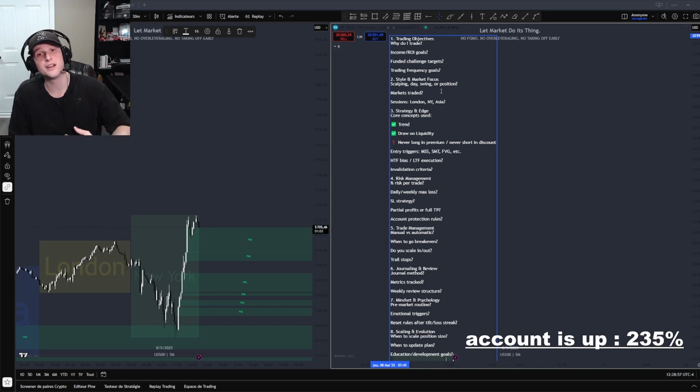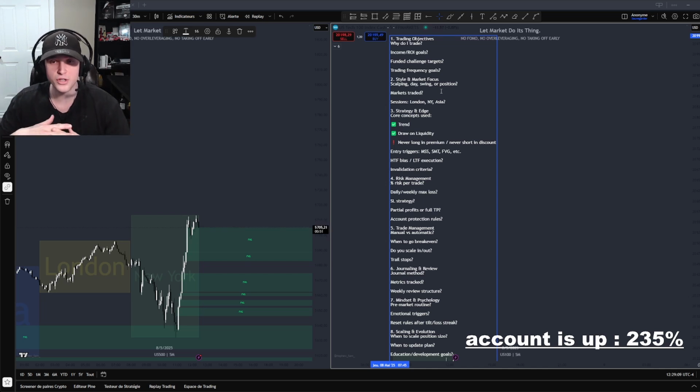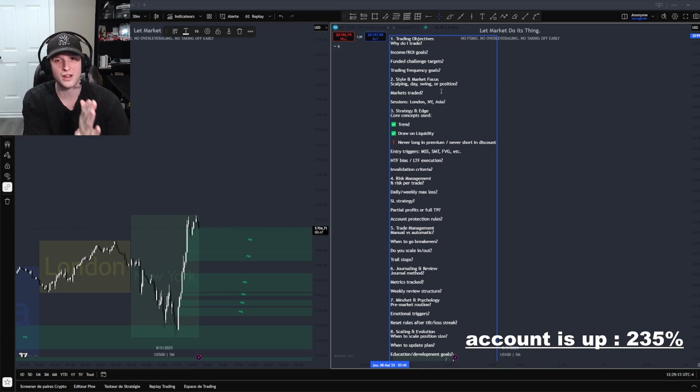If you're a swing trader, your high time frame is the weekly, your lower time frame is the daily and the 4 hour. If you're a scalper, your high time frame is the 15-minute, your lower time frame is the 1 minute, the 15 seconds. You guys understand how this works now? What is your invalidation criteria? So that means, what makes your trade invalidated?